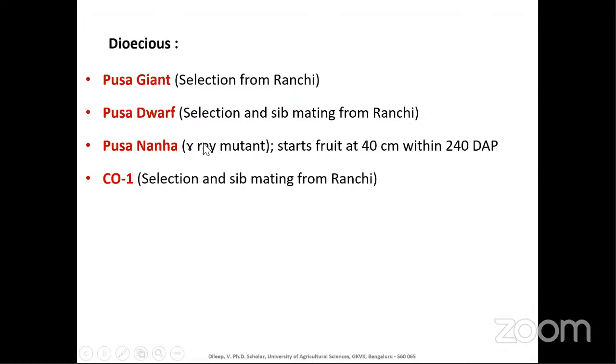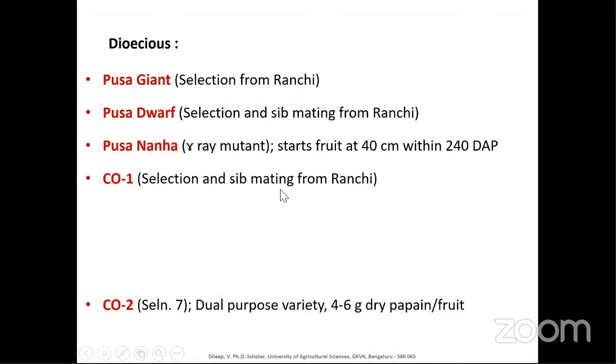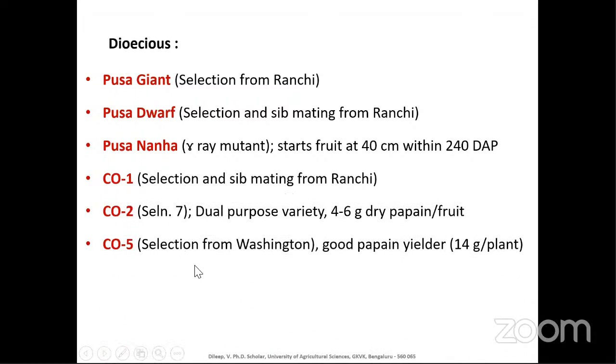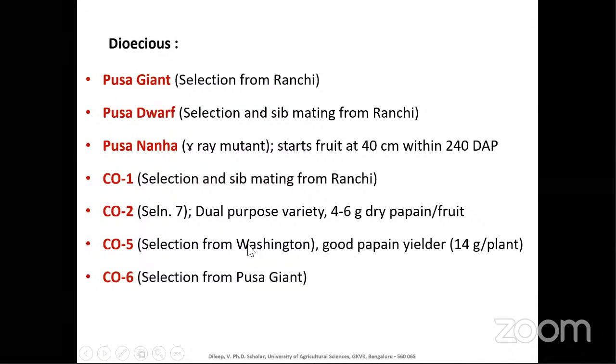Pusa Giant and Pusa Dwarf are selections from Ranchi. Co1 is a selection from Ranchi, and Co2 is also a selection. Co5 is also a selection. Here you have to remember that Co5 and Co6 are varieties developed exclusively for papain yield, that is, for papain production. Co5 has a good papain yield, 14 gram per hectare.